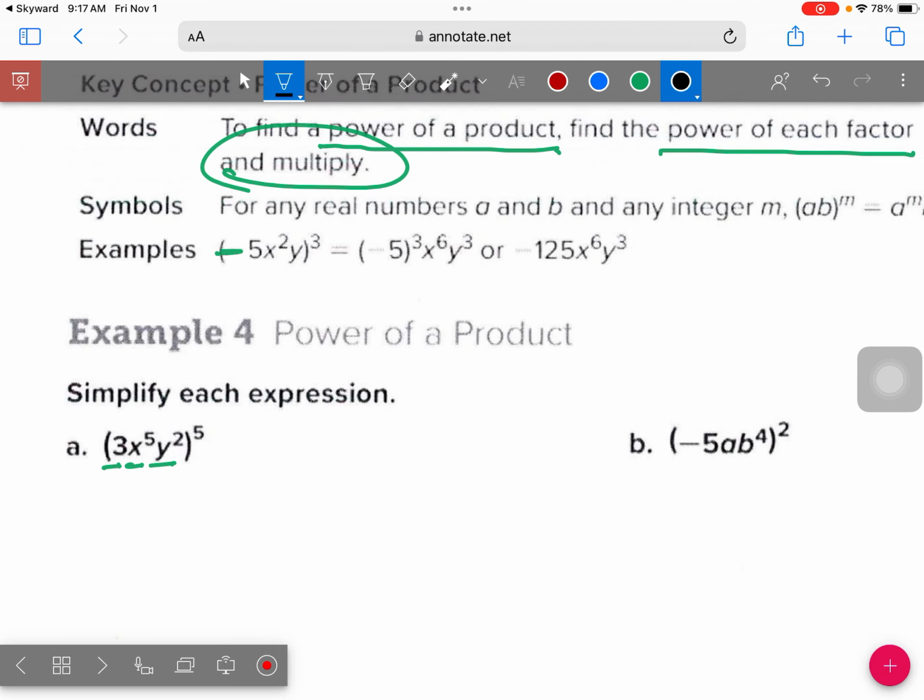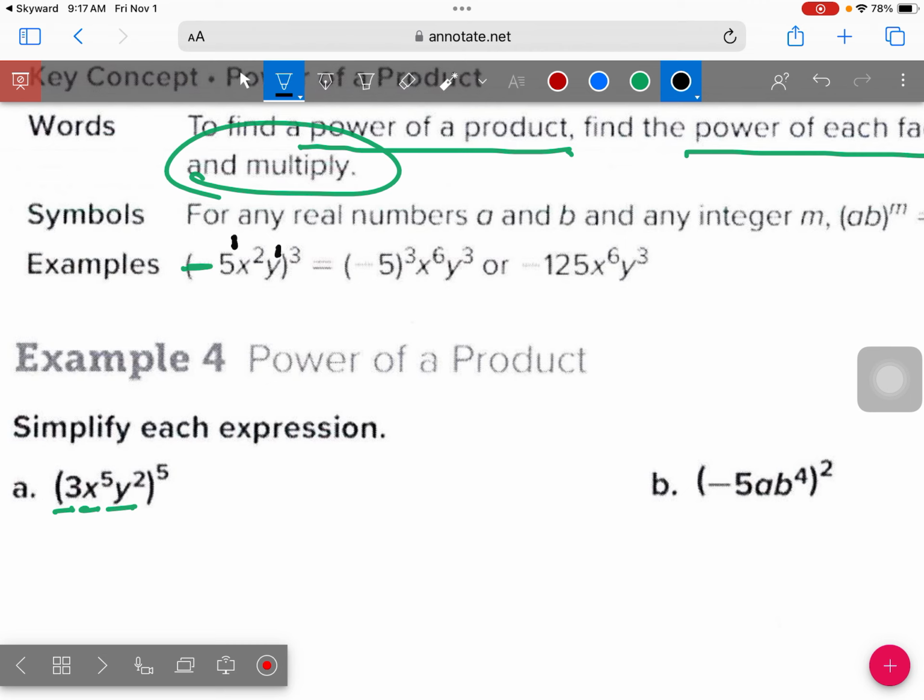So my 5 has no exponent. I would put a 1 on it. X squared, my y on the inside of the parentheses has no exponent. Put a 1 on it. Okay? So this 3 is the power for every factor on the inside of the parentheses. It gets multiplied with everything on the inside. Again, if you have a negative number, put it in parentheses.